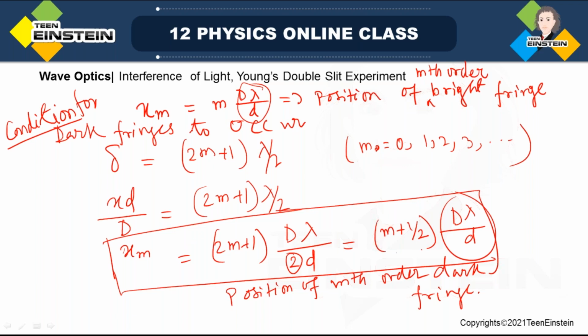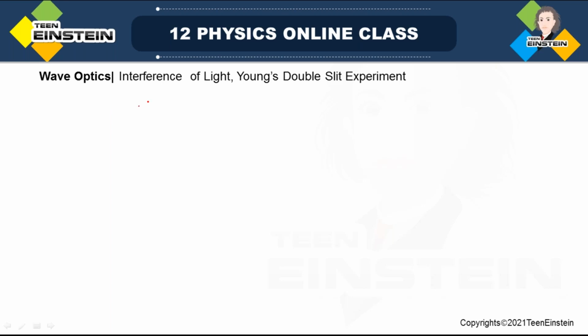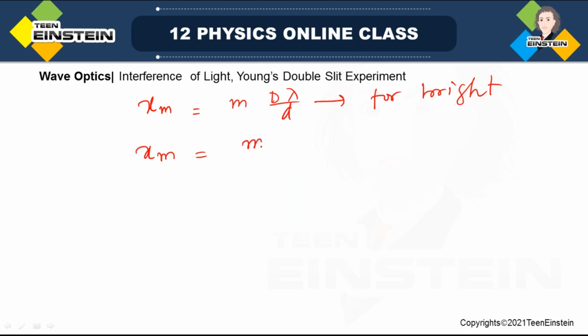So look what we have got. I'll just clean and write again. xm is equal to m D lambda by d for bright. This is the position for bright. And this we got, m plus half, D lambda by small d. So this is for dark fringes. Okay, dark fringes.